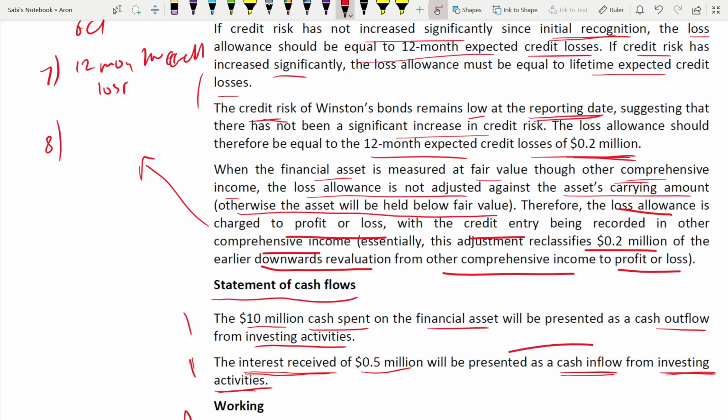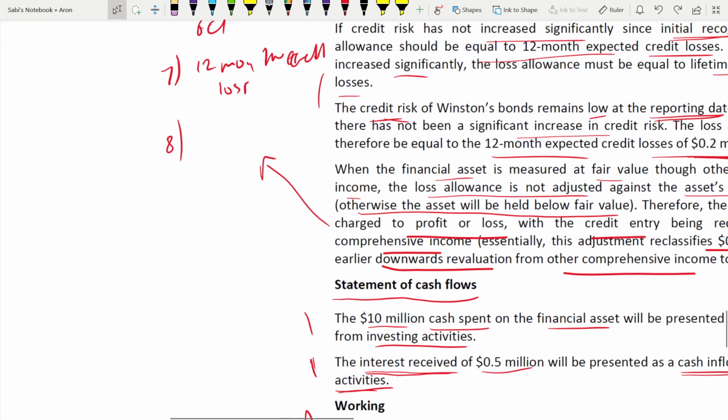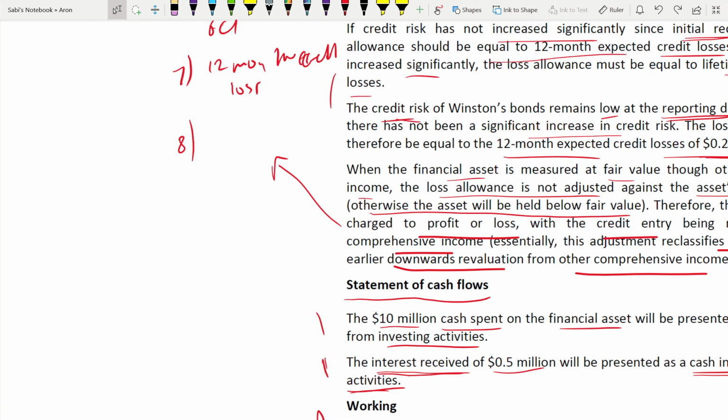I will show you this with a number because we are almost over. Imagine in OCI there was some fair value loss. Where will that loss be recognized? Where will that debit go?